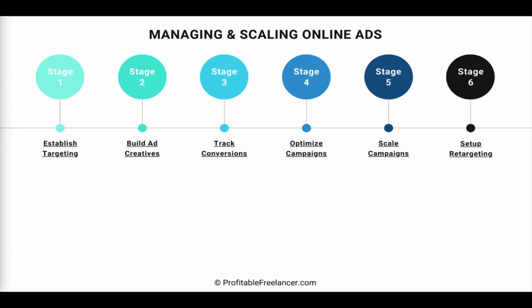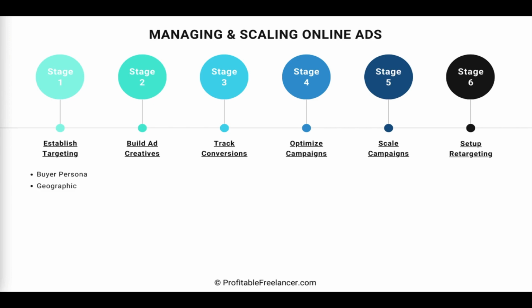Okay, as you can see, we have the 6 stages of my managing and scaling process. And stage 1 is where we will start. Establish targeting. The first step is to work on establishing a buyer persona for whatever client you are working on. That means what type of customer are you going to be targeting in these ads?